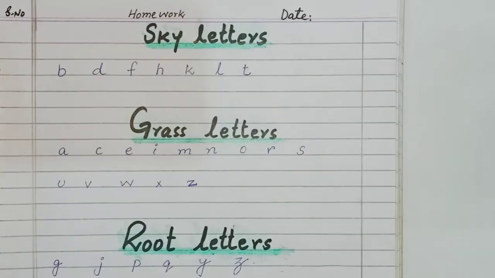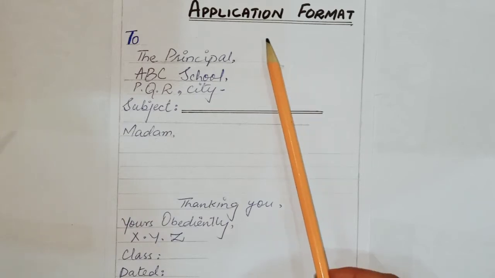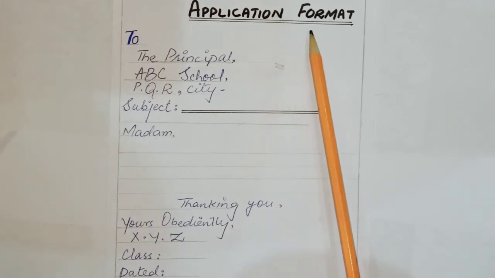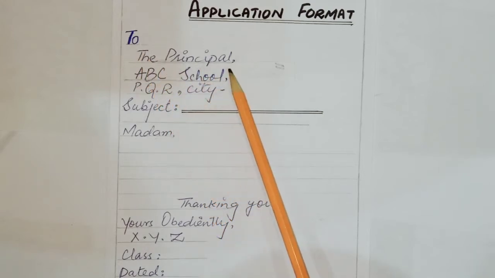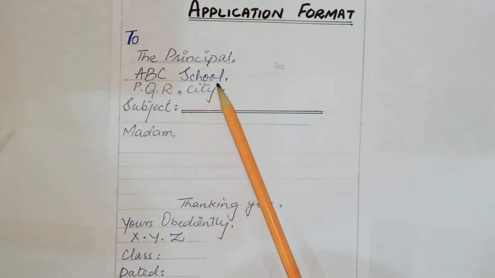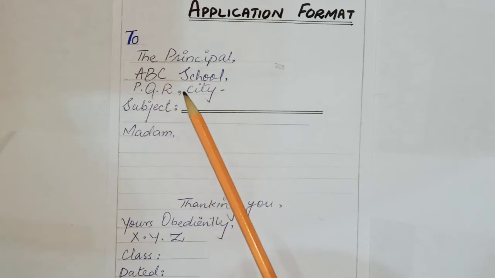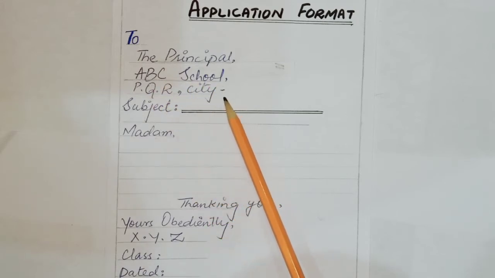After writing these letters, let's start with the application that is for urgent piece of work. But first, I'll show you the format of writing an application. Students, this is the format of writing an application and you'll always follow this format. In the first line, you'll write 2. Then in the next line, you'll write the principal, comma. Then ABC school, comma. Then PQR, comma, city, and then full stop.